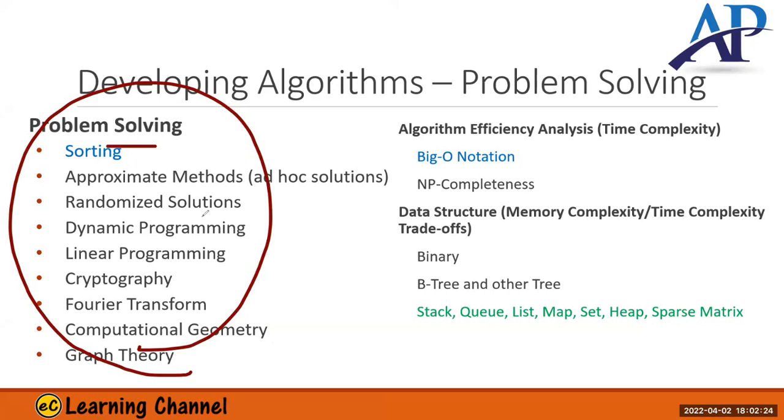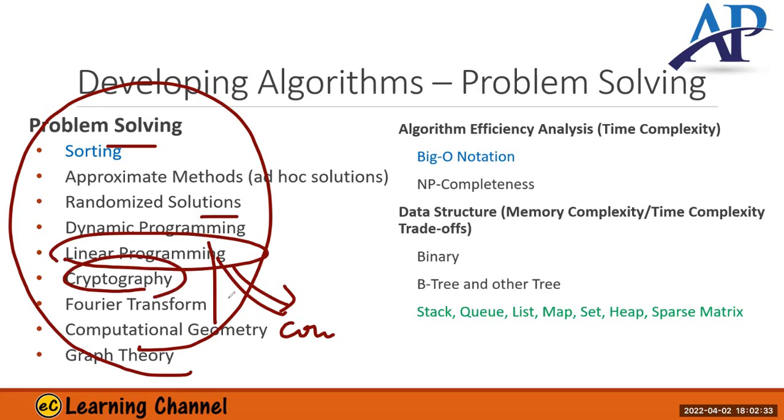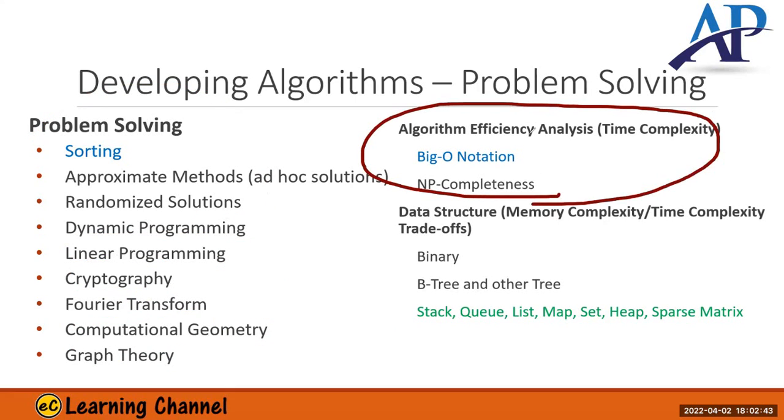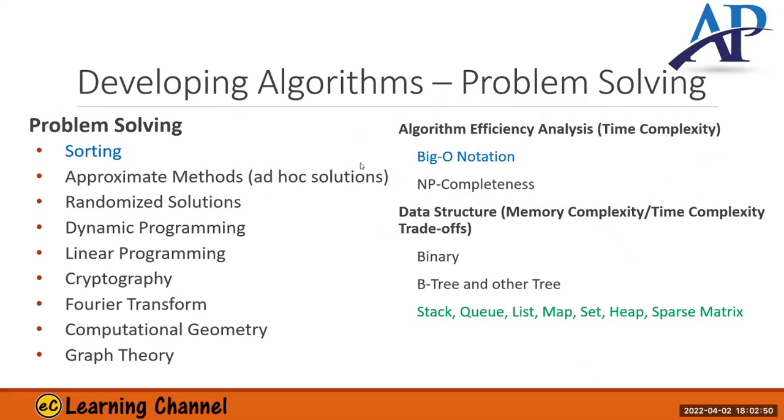Each individual one here can be a college course. Linear programming is one course. Crystallography is one course. Computational geometry can be one course. And other than the problem itself, you also need to know the efficiency of the algorithm, and what data structure can support it. These are topics we need to learn in studying algorithms.